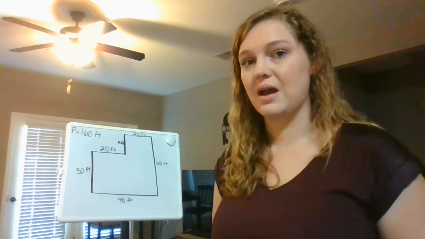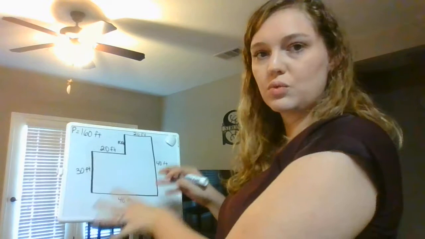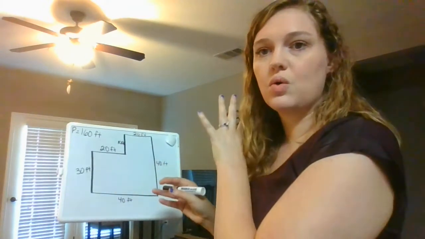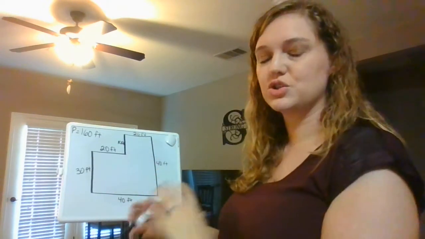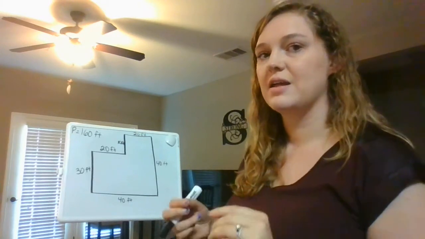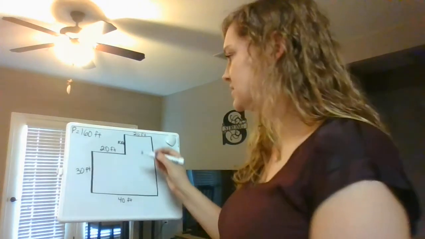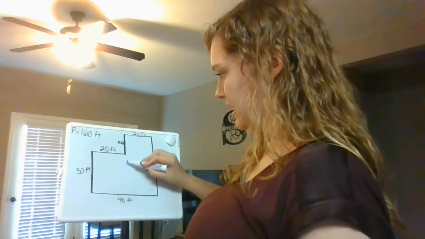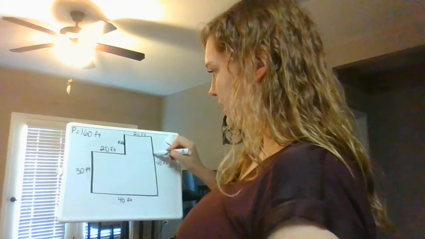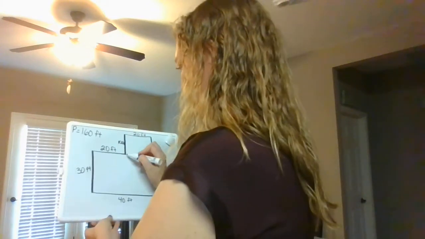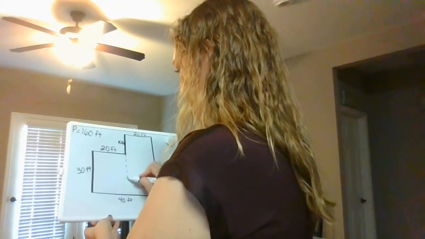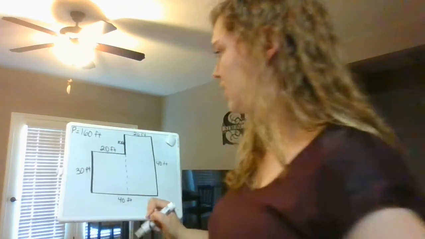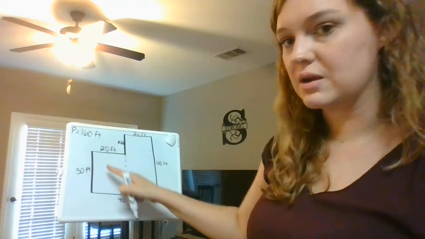Now to find area, this is not a normal rectangle or square, so we have to divide it into two parts, into two rectangles, in order to find the area. So I'm just going to divide it down here. We could do it two separate ways. We could divide it here, or we could divide it here. I'm going to go ahead and do it this way. So I have this rectangle right here.